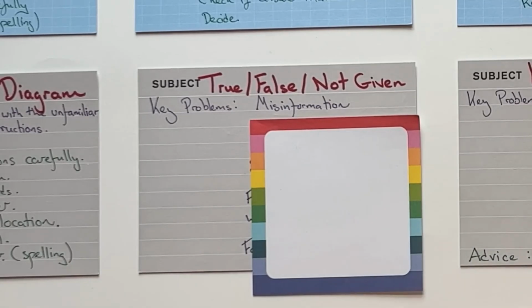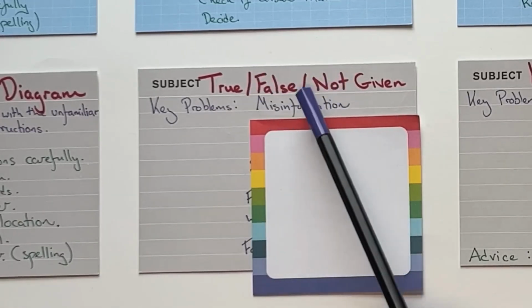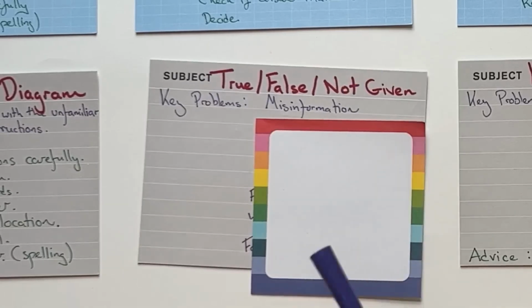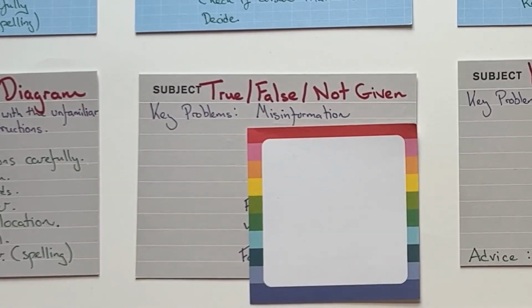There are pretty much zero videos on YouTube about short answer questions because most students are unaware of them. There are hundreds or maybe even thousands of videos on true, false, not given. Most of the teachers making these videos are not examiners. They're not highly qualified teachers. That means there's a huge amount of confusion and misinformation.